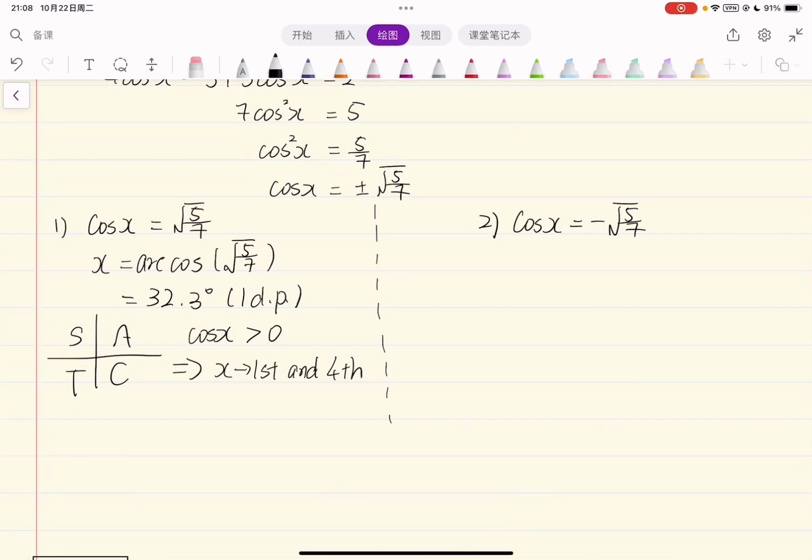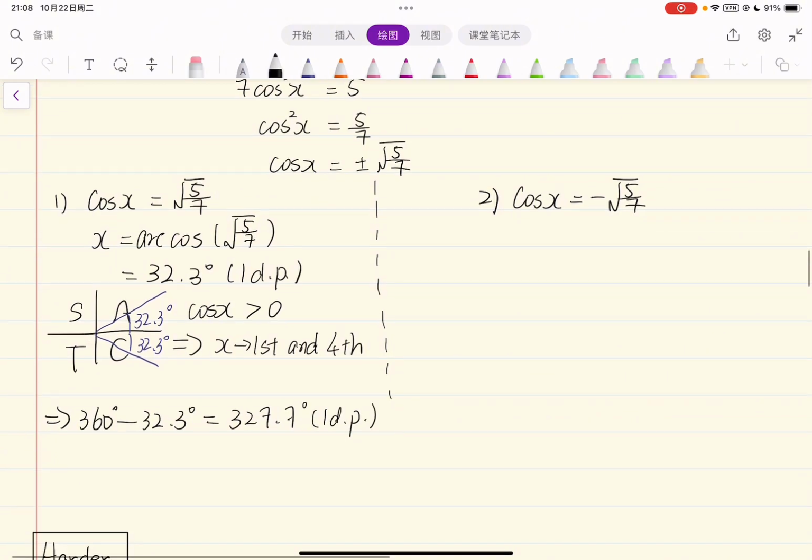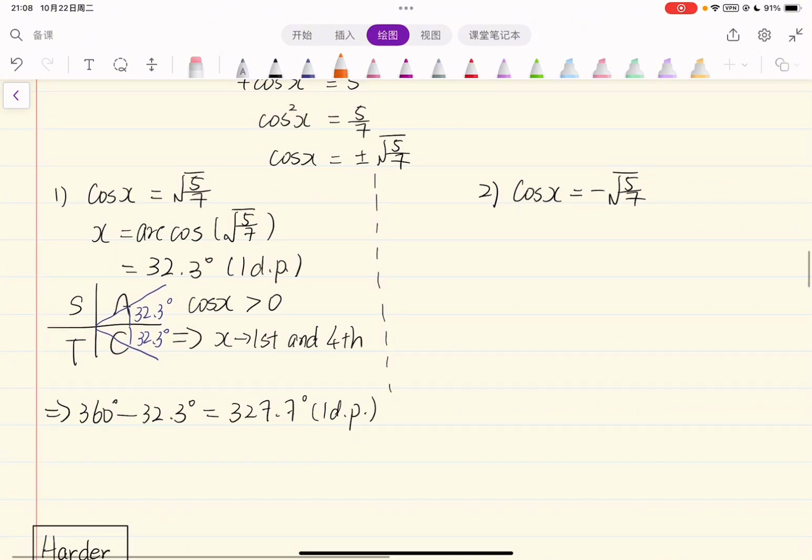So we have the values. The first one is 32.3 degrees, and another 32.3 degrees in the fourth quadrant. So we have 360 degrees minus 32.3 degrees equals 327.7 degrees, 1 decimal place. In this situation, we have two values, that is x equals 32.3 degrees or x equals 327.7 degrees, 1 decimal place.